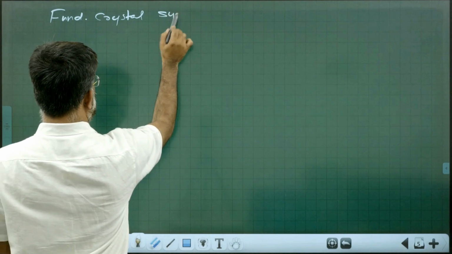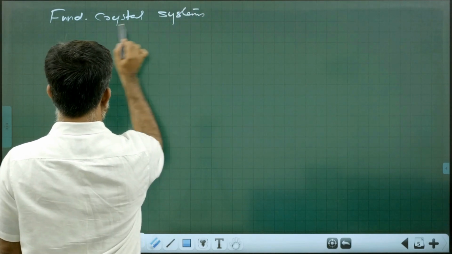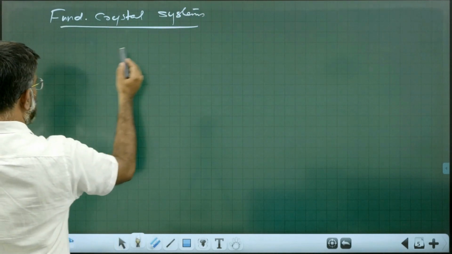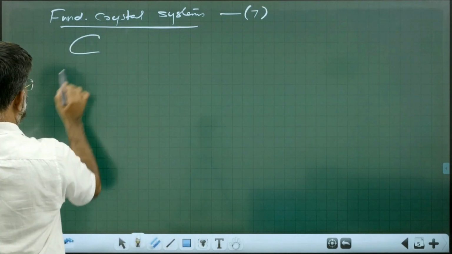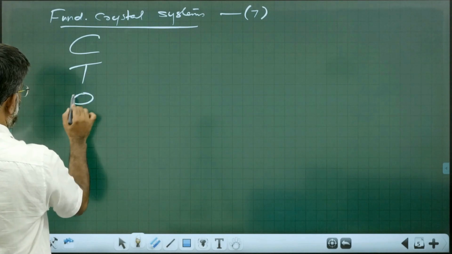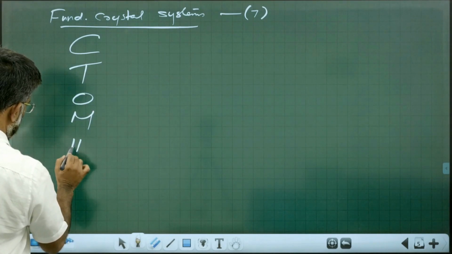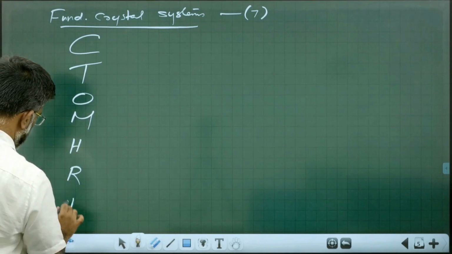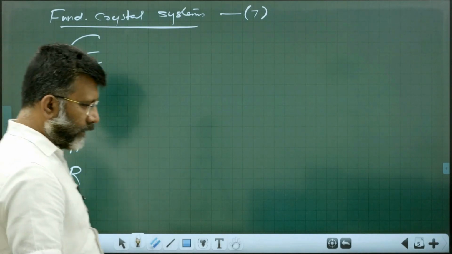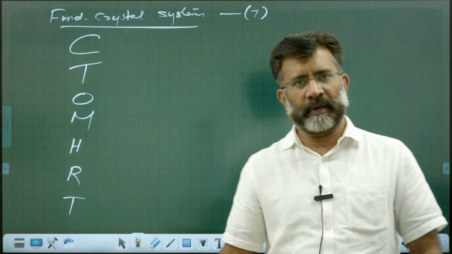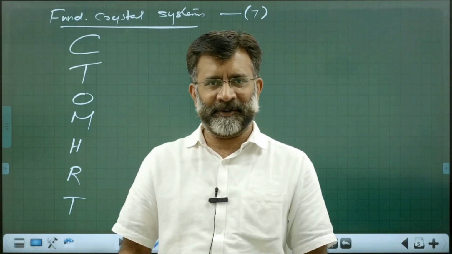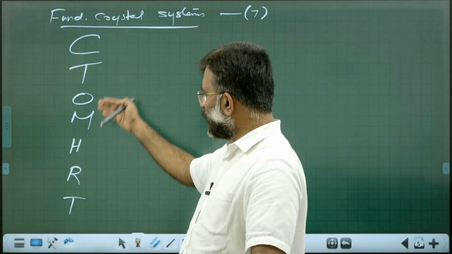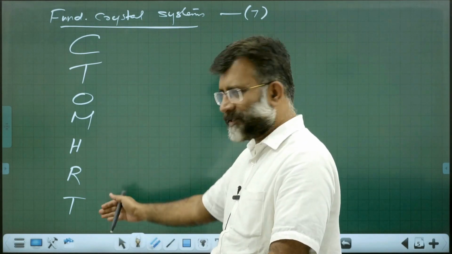Fundamental crystal systems. There are 7 fundamental crystal systems. They are... you can memorize them like this: C. Tom Hart, Hart in the SMS format.